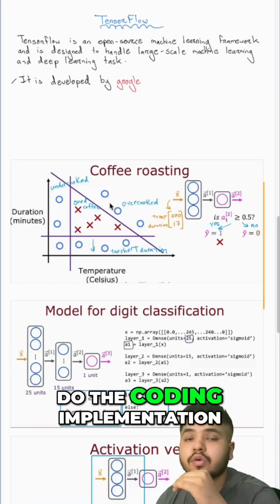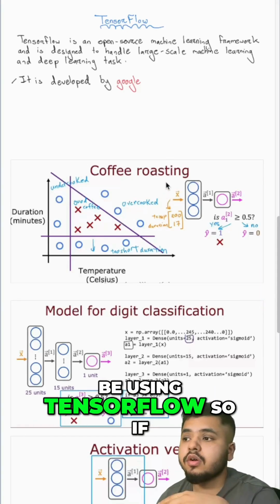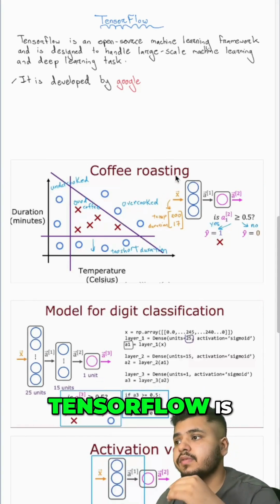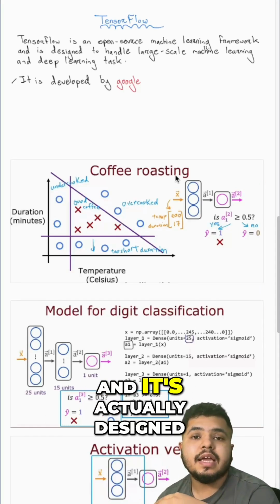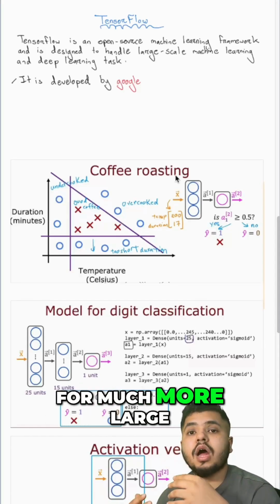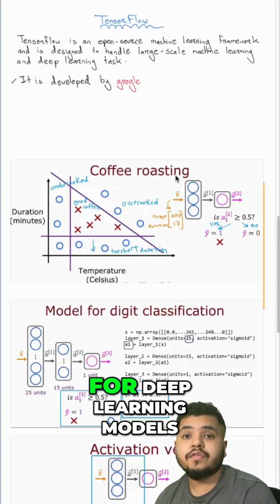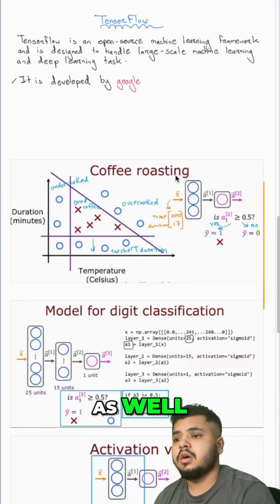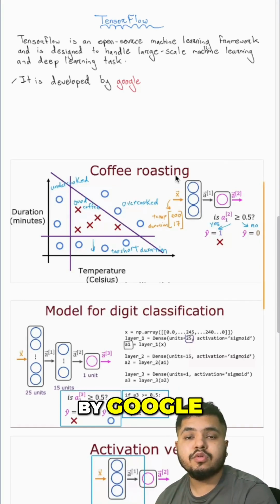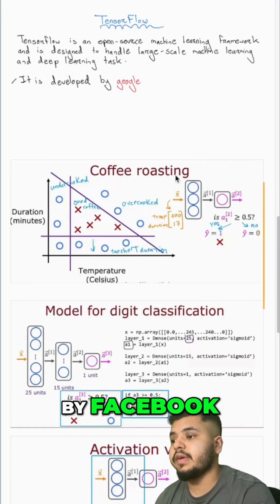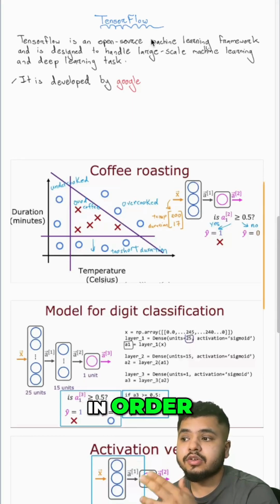In order to do the coding implementation for this model, we will be using TensorFlow. If you don't know, TensorFlow is an open source machine learning framework, designed for much larger-scale LLM models and very important for deep learning models as well. It's similar to PyTorch, but this one is developed by Google, whereas PyTorch is developed by Facebook. So we are going to use this library to implement this.